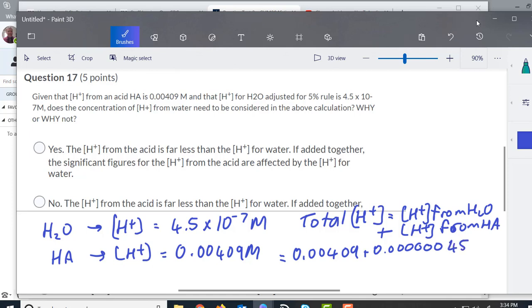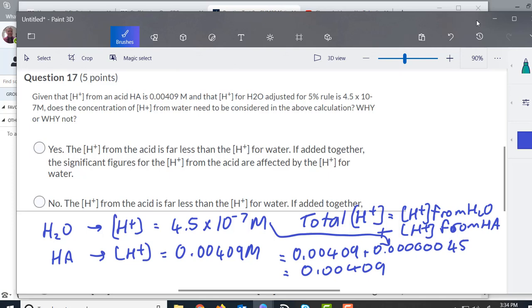45. If I took this and converted it into a decimal, you can see by significant figures rules that this would come out to be 0.00409. So what that means is that the water H+ would not need to be considered in the above calculation because it wouldn't matter.